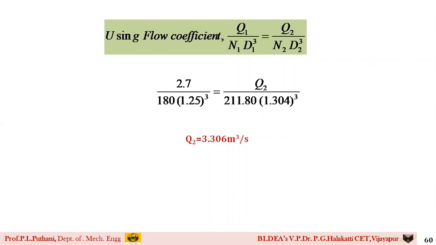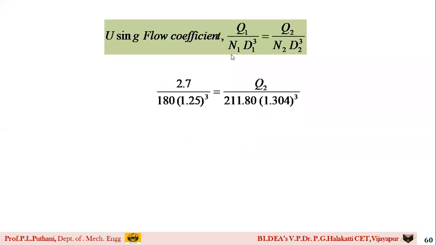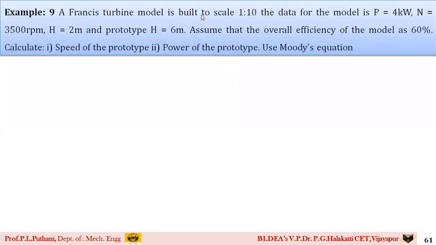Similarly, let us see another problem where we can use the Moody's equation for calculating the efficiency of a prototype. The next question is regarding this particular turbine. The question says there is a Francis turbine model which is built to a scale of 1:10. The data for this model is power 4 kilowatt, N is equal to 2500 rpm, H is equal to 2 meters. Then he says the prototype H is equal to 6 meter.